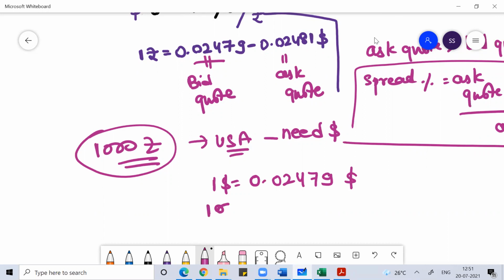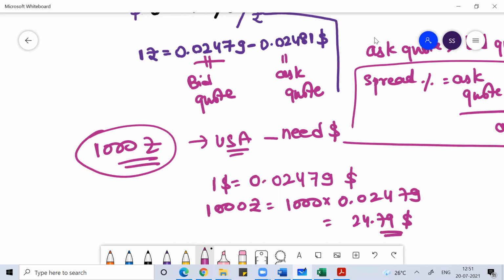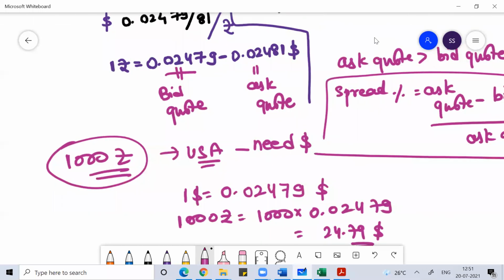then 1,000 rupees multiplied by 0.02479 will be equal to $24.79. So the bank will give you $24.79. In the other case, the bank would give you $24.81. Will the bank try to give you less or more? Every individual will try to give you less, right? Only then do they make money, right?